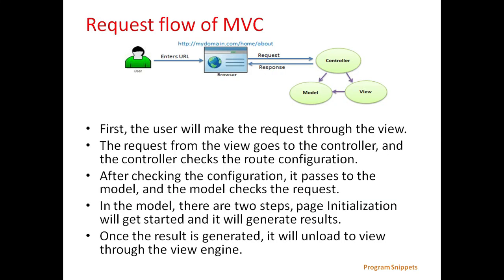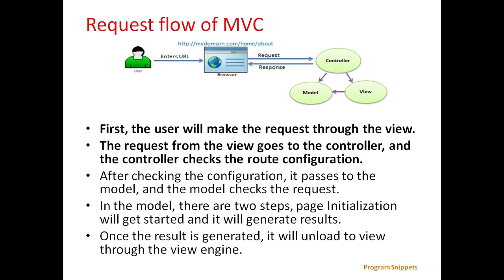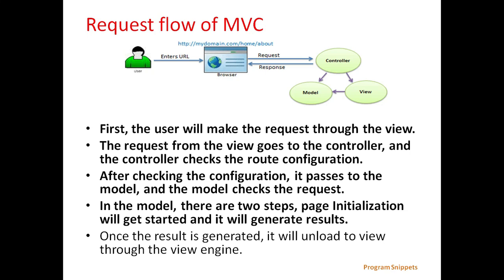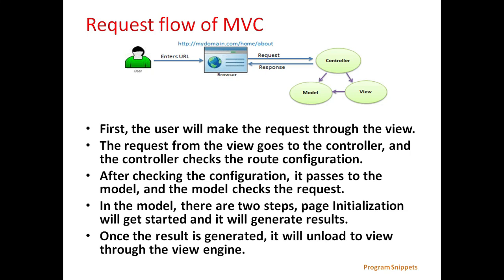Request flow of MVC is: first the user will make the request through the view, then the request from the view goes to the controller and the controller checks the root configuration. After checking the configuration, it passes to the model and the model checks the request. And in the model, there are two steps: page initialization, which will get started and it will generate result, and once the result is generated, it will unload to view through the view engine.